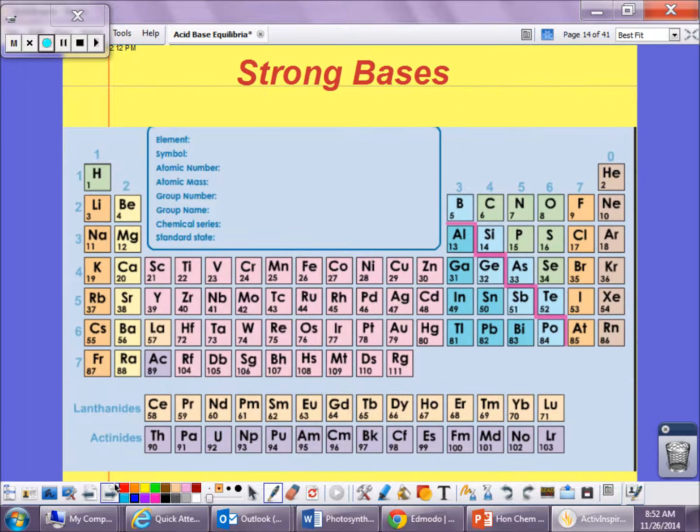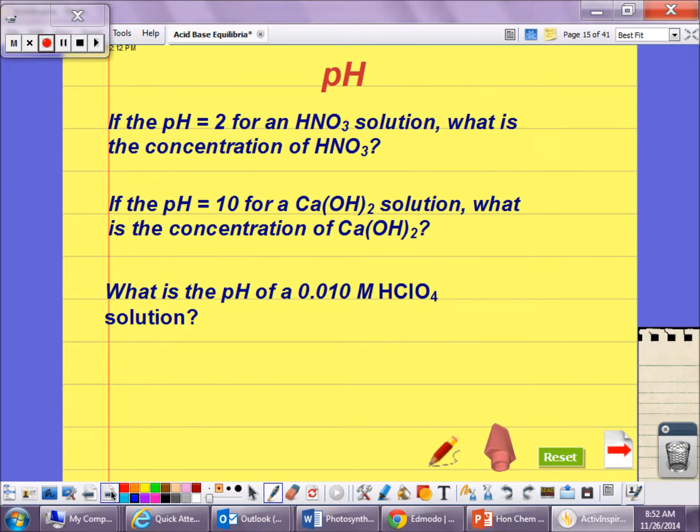What are the strong bases? The strong bases are the hydroxides of the metals of group 1, and the heavy metals of group 2. Calcium is at the borderline. Some books will put it as strong, other books weak. It is at the borderline. So you need to know your strong acids, you need to know your strong bases.